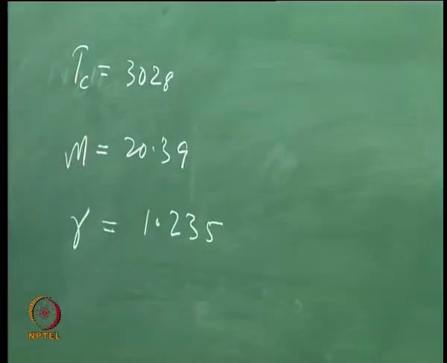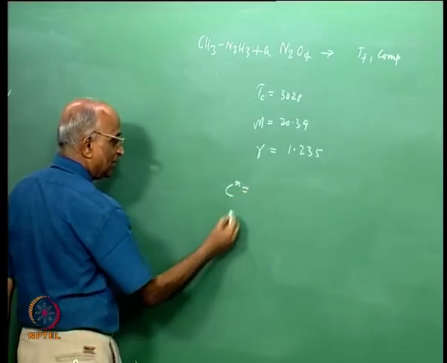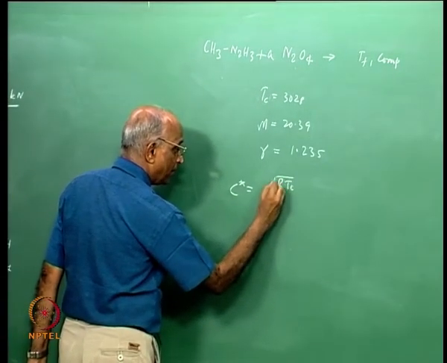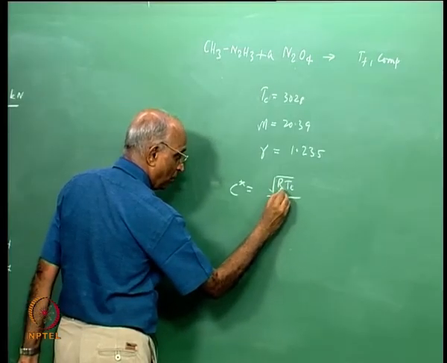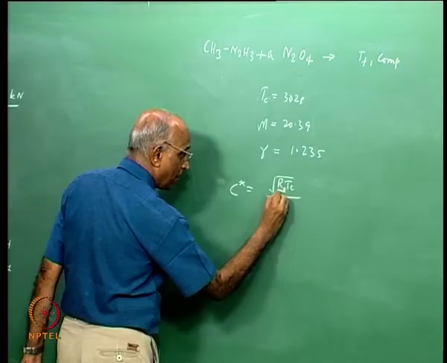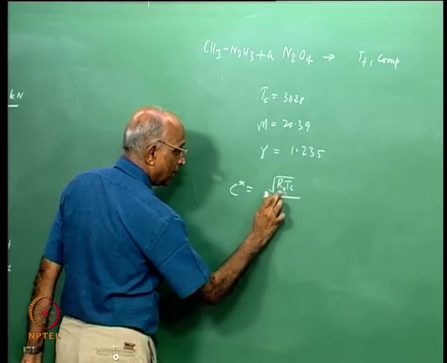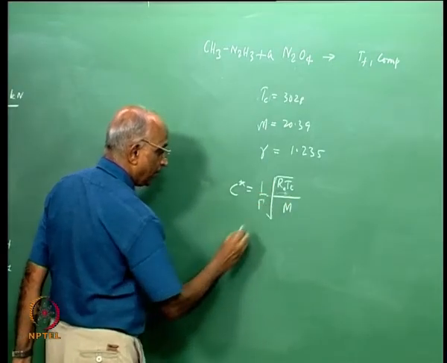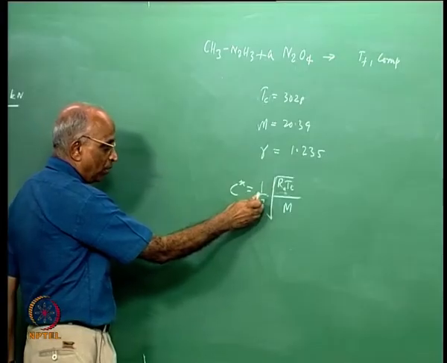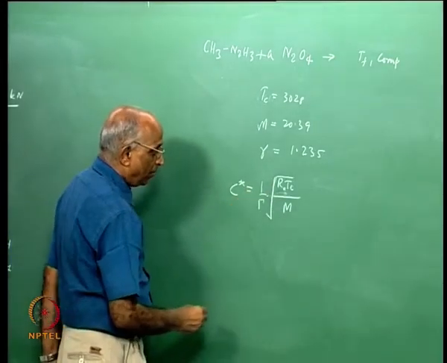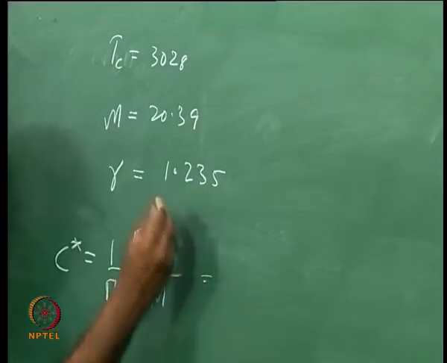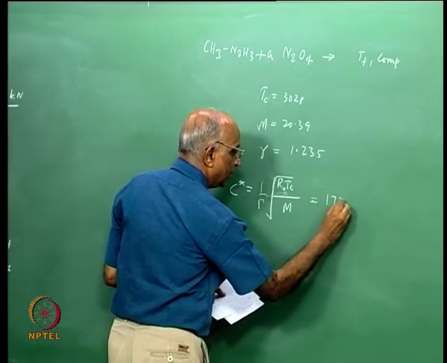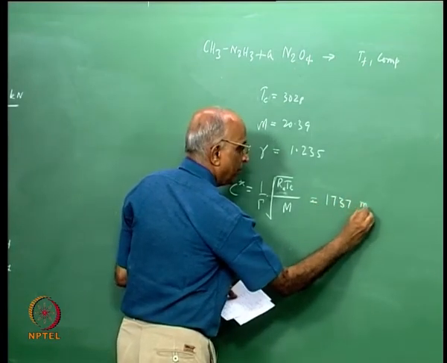Once I know this, I can get the value of C star. The C star is equal to, we told ourselves, under root R Tc by, if I take it in terms of universal R naught by m, or rather I take it at the bottom, into 1 over capital gamma. We had capital gamma in terms of under root gamma, 2 over gamma plus 1 to the power gamma plus 1 divided by 2 gamma minus 1. I substitute the values and the C star will come out to be 1737 meters per second.